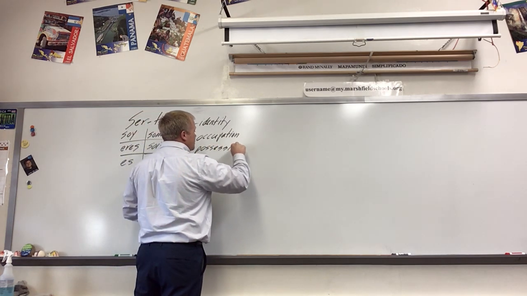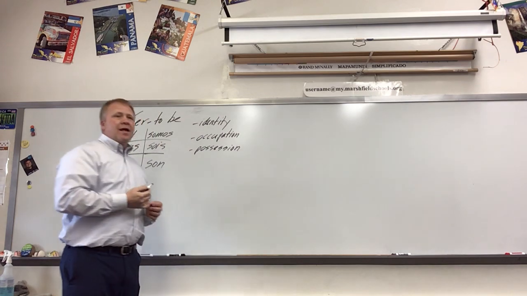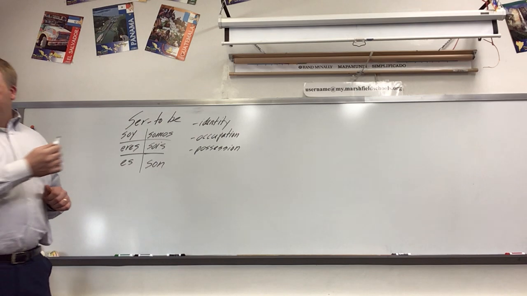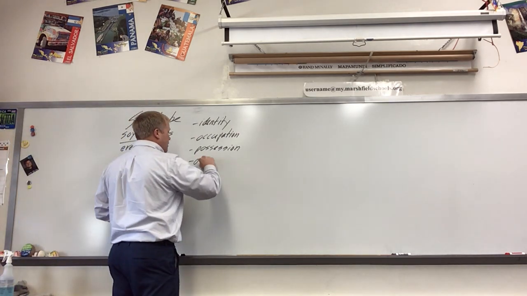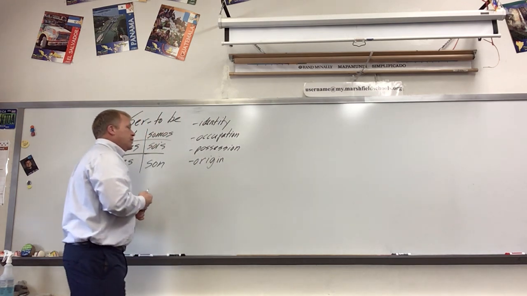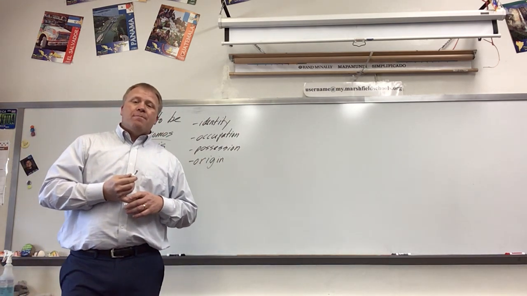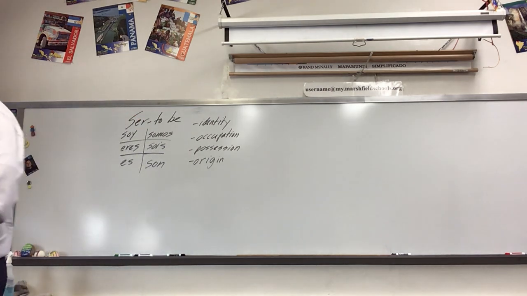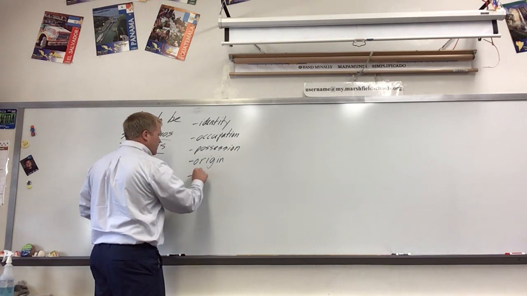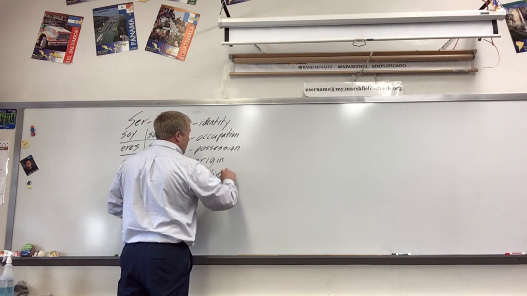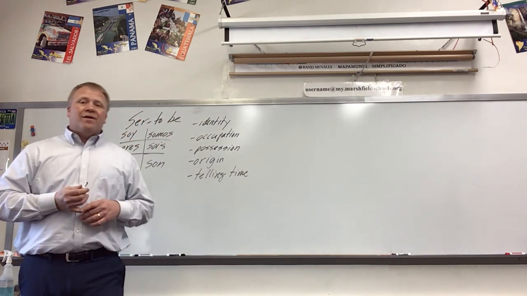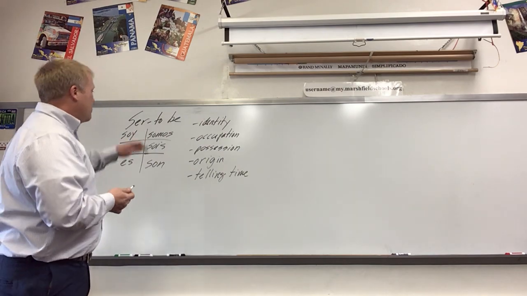So we have identity, occupation, possession. You use it to show possession, like ¿de quién es el libro? Whose book is it? Es de la chica, etc. We use it to talk about where someone's from. Okay, origin. ¿De dónde eres? Soy de México. Soy de Estados Unidos. ¿De dónde es él? Él es de Cuba. And we also use it for telling time. ¿Qué hora es? What time is it? Son las ocho. Son las nueve. Es la una. Etc. So that's what we use ser for.